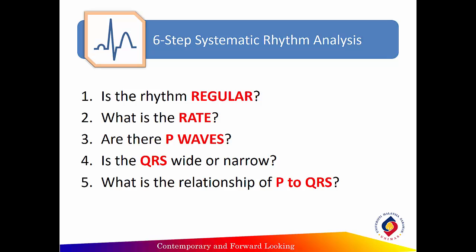Question 5. What is the relationship of P to QRS? Under normal circumstances, P waves precede each QRS complex. However, AV node dysfunctions such as that seen in heart blocks may cause some intermittent missed beats. Question 6. What is the PR interval, which is commonly prolonged in heart blocks? It is important that all the 6 questions are answered before you come to a conclusion on an interpretation of a rhythm.